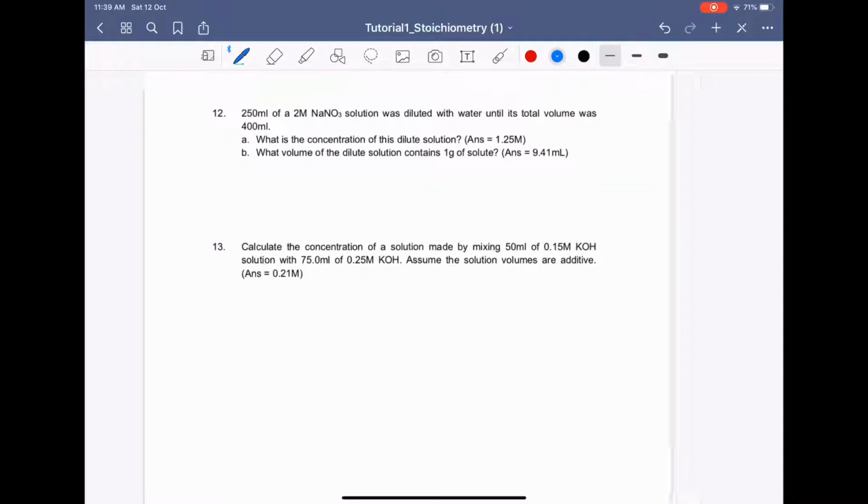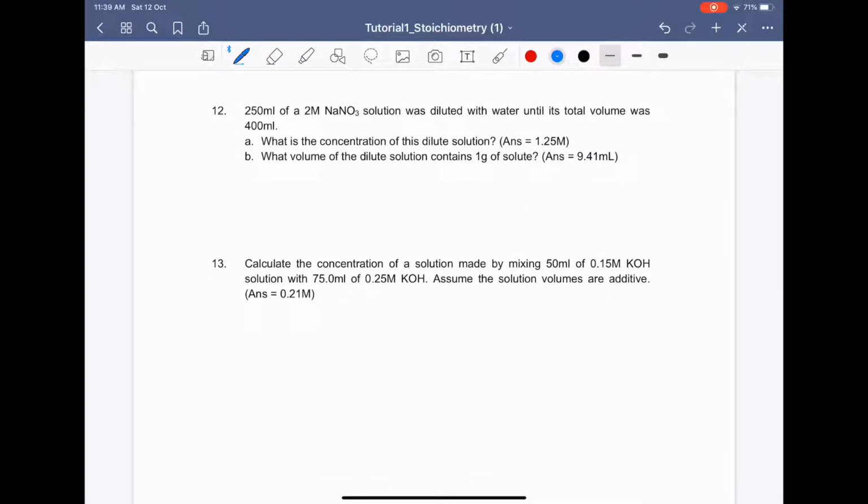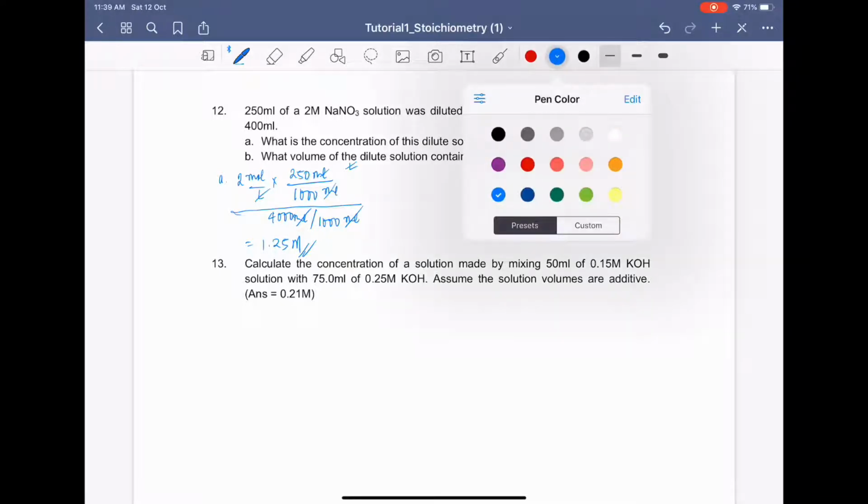Then question 12. 250 ml of a 2 molar sodium nitrate solution was diluted with water until its total volume was 400 ml. So letter A, what is the concentration of this dilute solution? So 2 mole per liter times 250 ml divided by 1000 ml, just to convert 250 ml to a liter. And then let's divide 400 ml by 1000 ml to convert it into liter again. So we can get 1.25 molar.